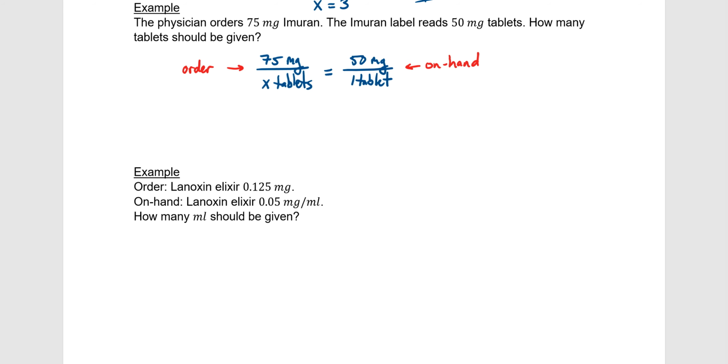So let's cross multiply here, and we're going to end up getting 75 times 1, which is just 75. 75 times 1 equals 50 times X. And then we divide both sides by 50. And we get 75 over 50, which is 1.5. So 1.5 equals X. And then as the final answer, that is tablets. So that's going to be 1.5 tablets.